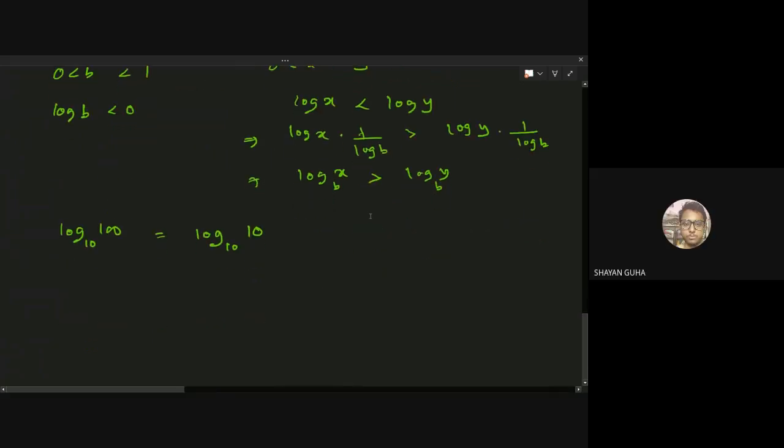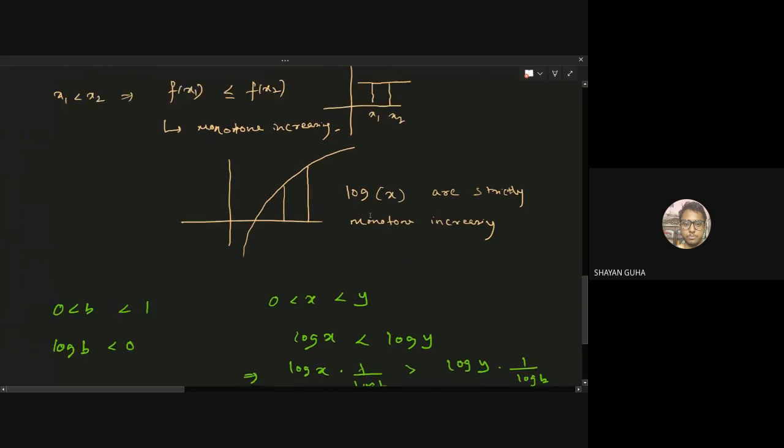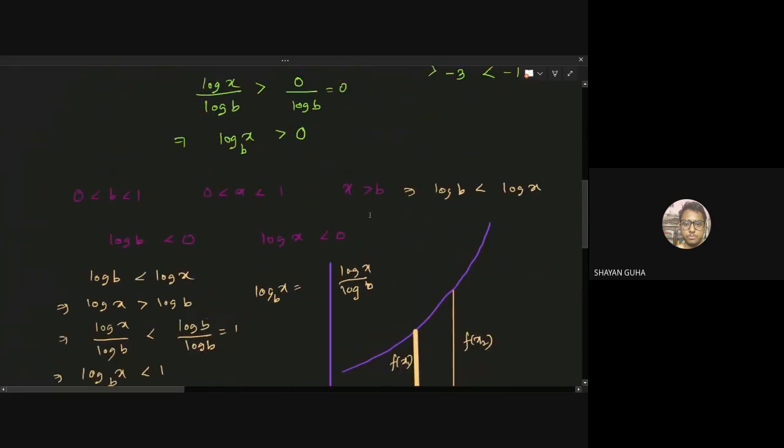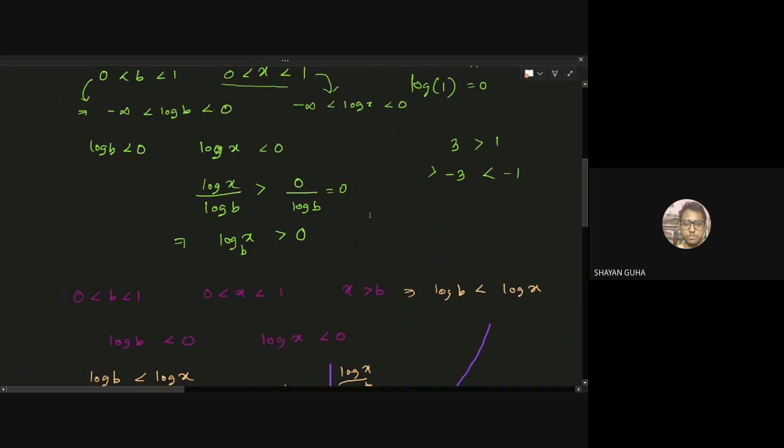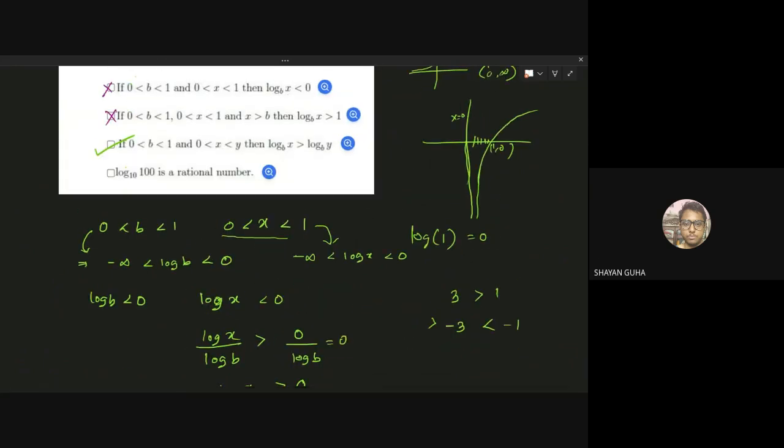Now the fourth option is, I can write log 100 base 10, where 100 can be written as 10 squared. Log of 10 squared base 10, and since we know this will become 2 log 10 base 10, and log 10 base 10 is obviously 1, this will ultimately become 2. And 2 is basically a rational number. Any integer can be considered as a rational number, but you cannot consider rational numbers as integers. So the fourth option will be correct.